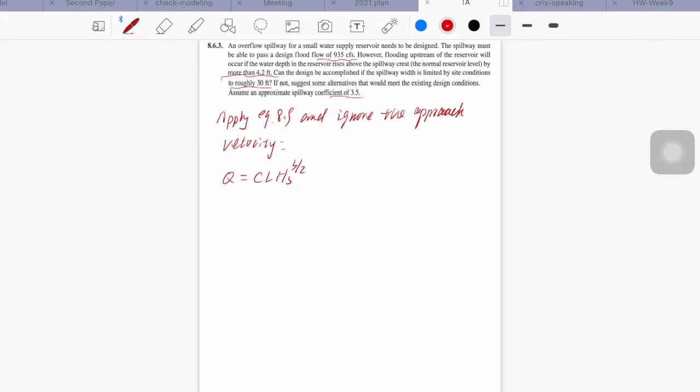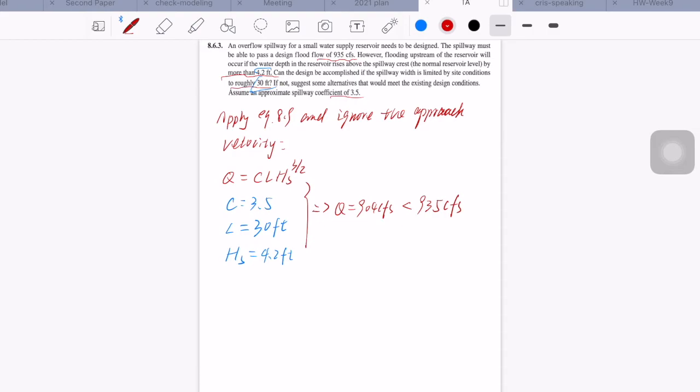And we know the spillway coefficient C equals 3.5, and the length equals 30 feet. And we know the HS equals 4.2 feet. So we can determine now the flow rate Q equals 904 cubic feet per second, and we know this value is less than the design flood flow, 935 cubic feet per second. So the design Q cannot be met under these conditions.